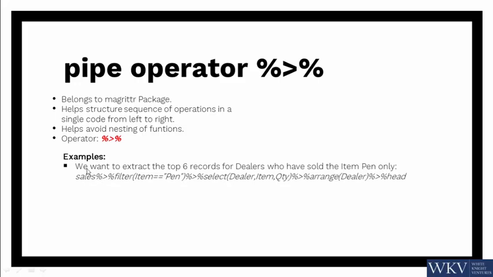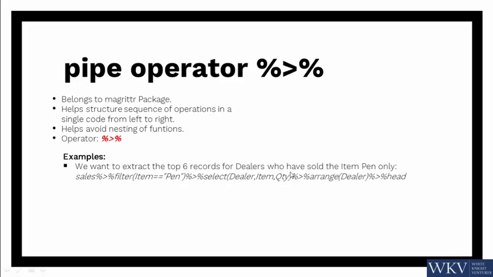Then in the sales dataset, I perform my filter function. Remember over there also we first filtered the data on the basis of item being pen. So from sales, we have filtered the data to be item equal to pen. Then again we use the pipe operator and select dealer, item and quantity from this filtered data. Fine. So after this is performed, we have a data set which had been filtered on the basis of item being pen, and it has only 3 columns, dealer, item and quantity in it.